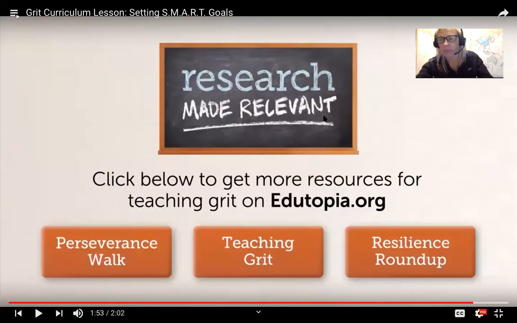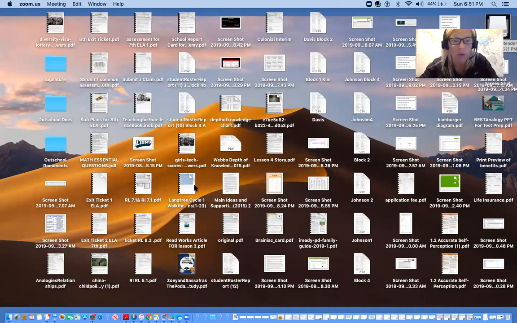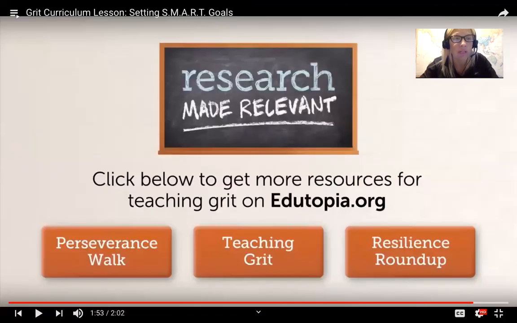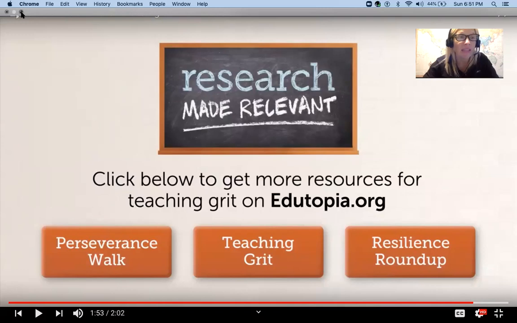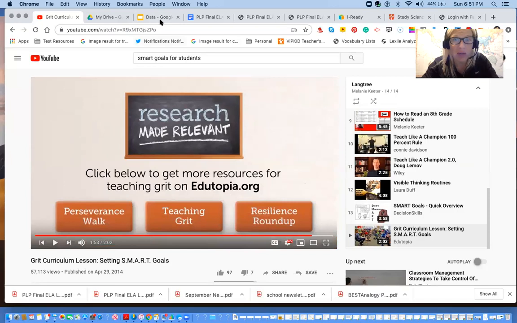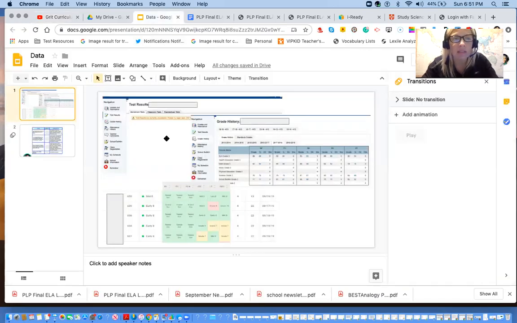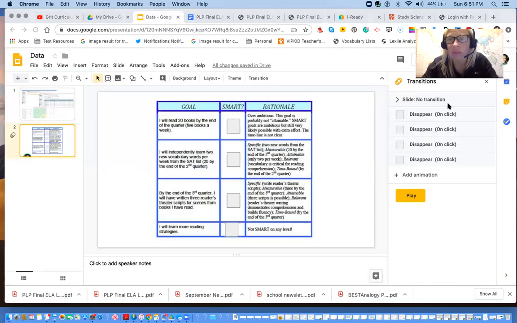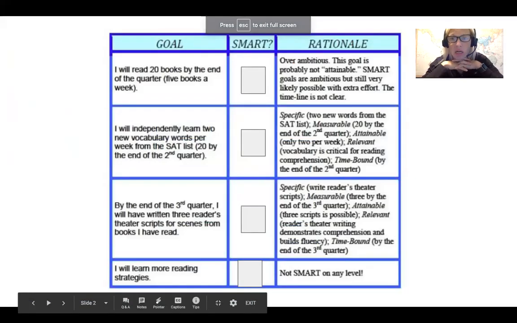Okay, so hopefully that gave you a great idea of what a SMART goal looks like and how to use SMART goals in your instruction and in your classroom and in this PLP that we are working on. So let's look at some SMART goals. And let's make some decisions here. These are SMART goals that were written by students.